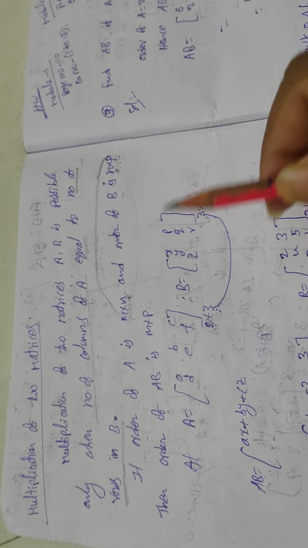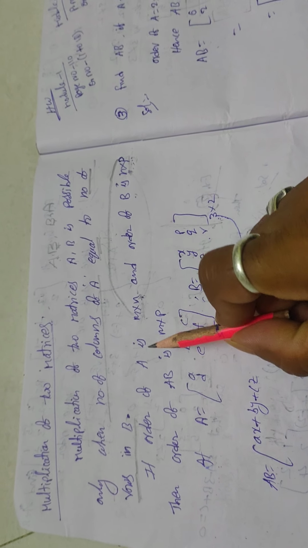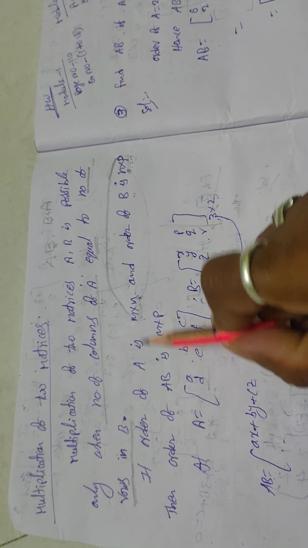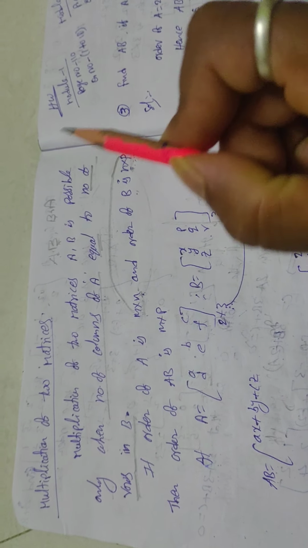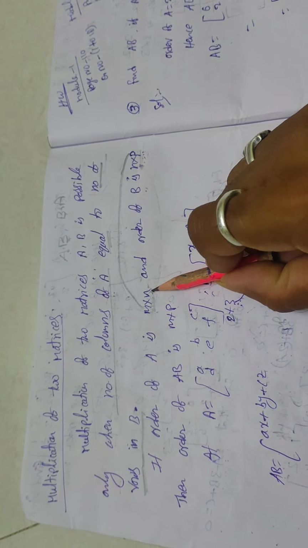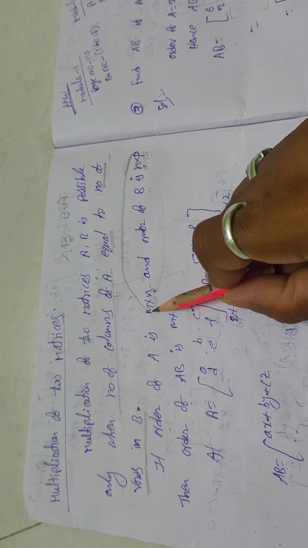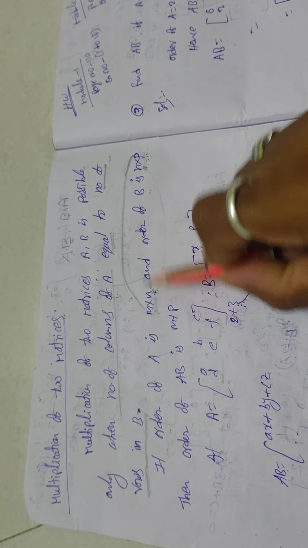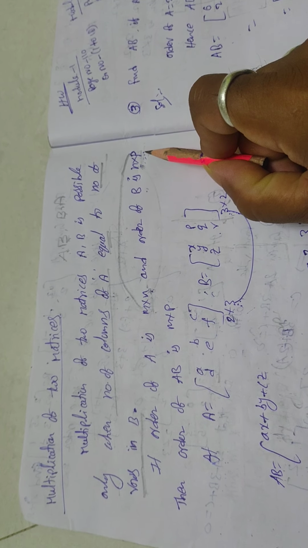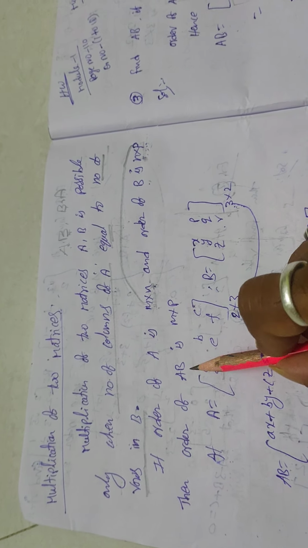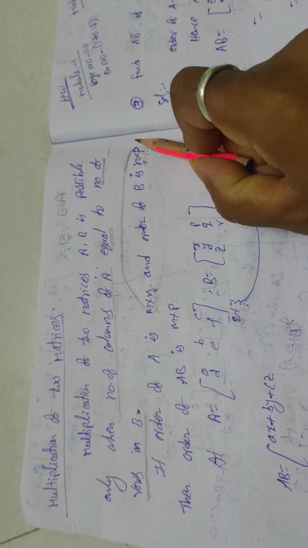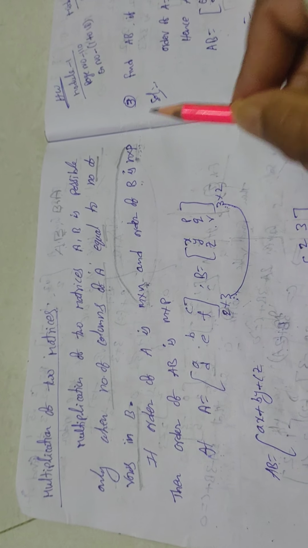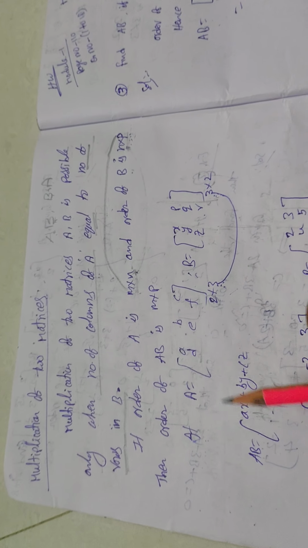And one more thing, the resulting matrix. If AB is possible, what is the order of A into B? The remaining numbers are m and p. The number of rows in A is m, the number of columns in B is p. So the order of AB is m by p.